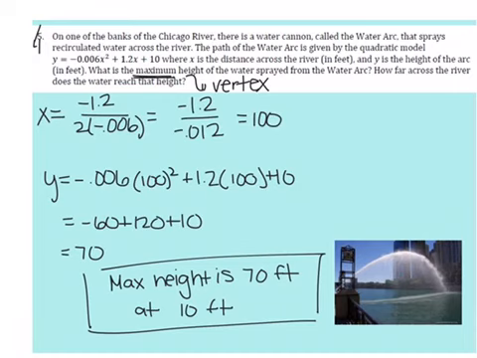Your answer then, to determine what is what, because 10 or 170 doesn't really help us out, we need to look back up here. We know the x value, that x value is the distance across the river, and the y value is the height of the arc. Okay, so I know that the y value, what I found down here, is my height. So I know that the max height is going to be 70 feet, and that's going to happen at 10 feet across the river.